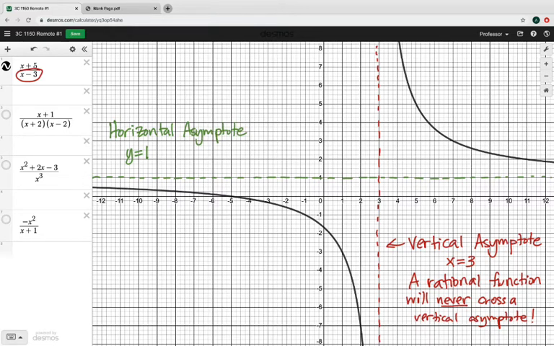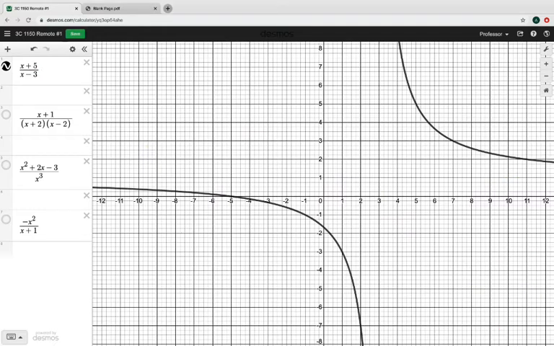All right, and why it's equal to y equals 1, that's a little bit more complicated and not as obvious as the vertical asymptote. So in the next video, I'm going to show you how you can calculate where those horizontal asymptotes are by looking at the formula rather than trying to guess by looking at the graph. All right, so let's go to the second function and see if we can identify its vertical and horizontal asymptotes.